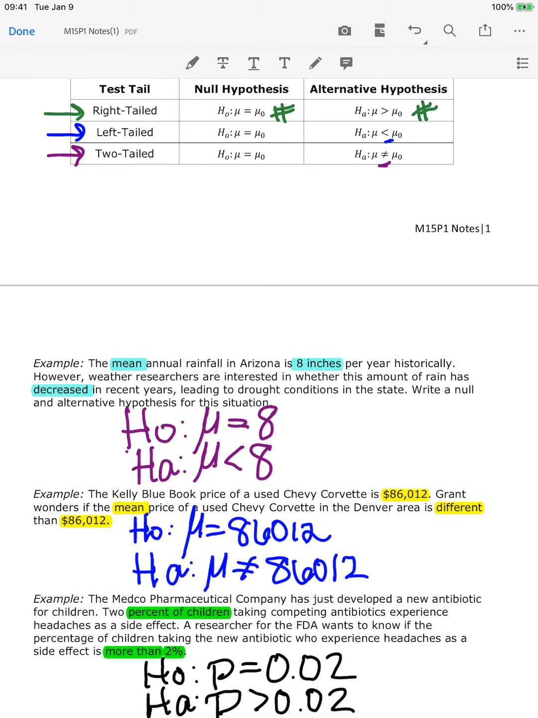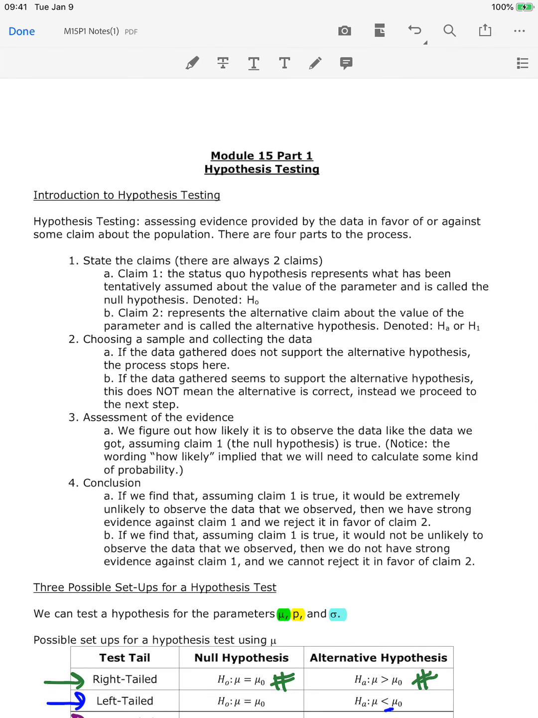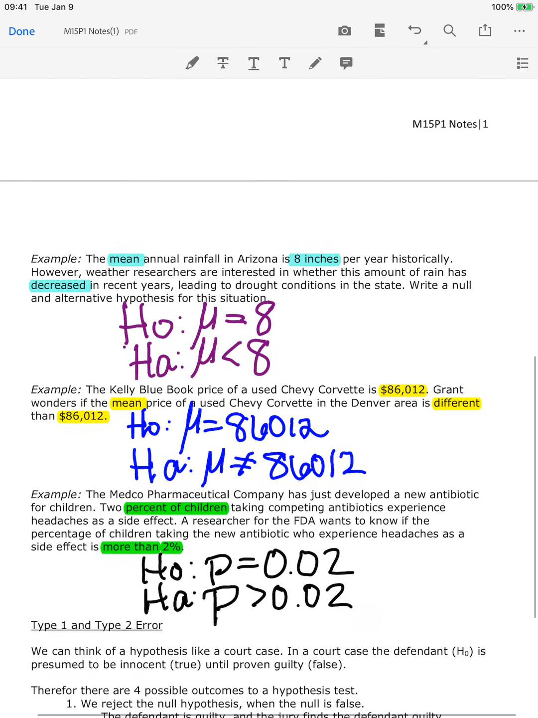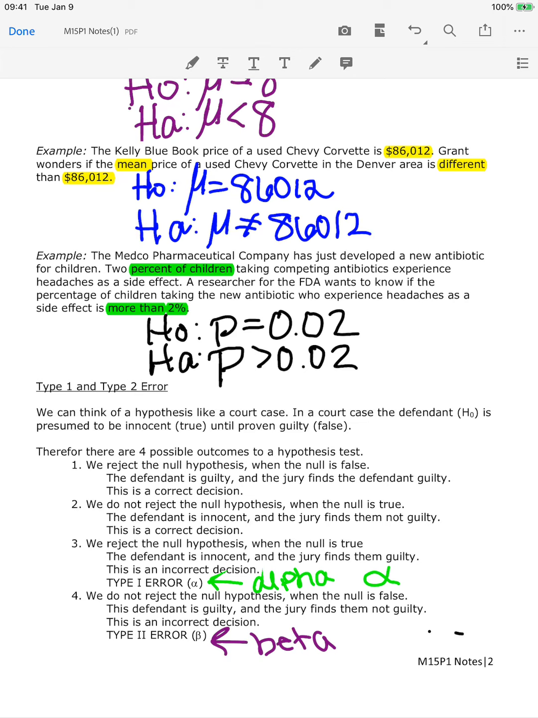So this is an introduction to hypothesis testing. Again, we went through the 4 steps of a hypothesis test. These are overall steps to the hypothesis test. We looked at the 3 ways that you can set up a hypothesis test: right-tailed, left-tailed, or two-tailed. We looked at 3 different examples, and we talked a little bit about type 1 and type 2 error. So that is it for Module 15, Part 1.